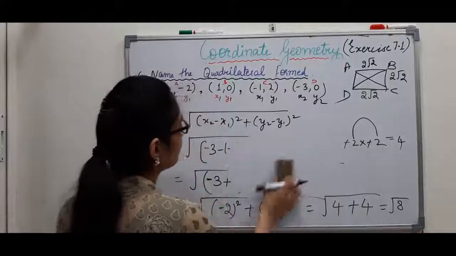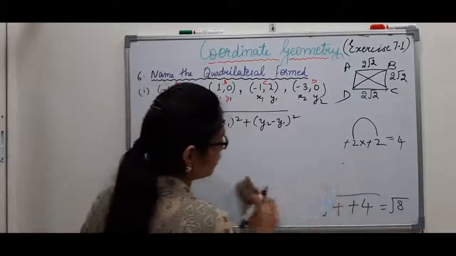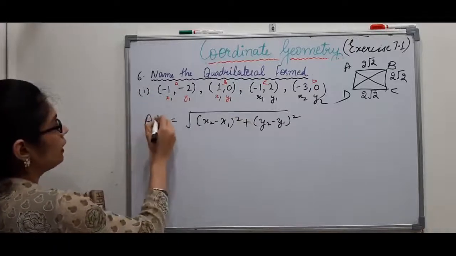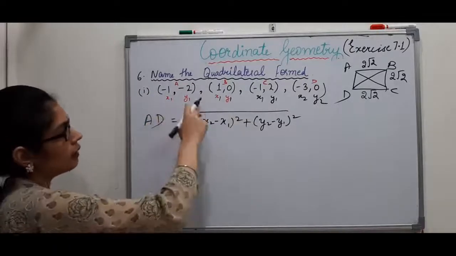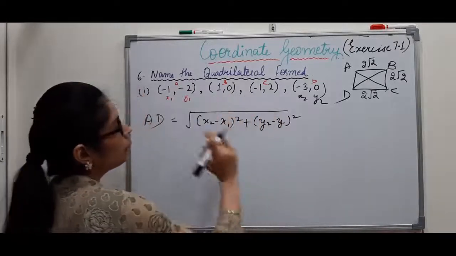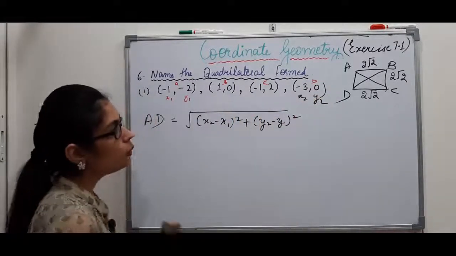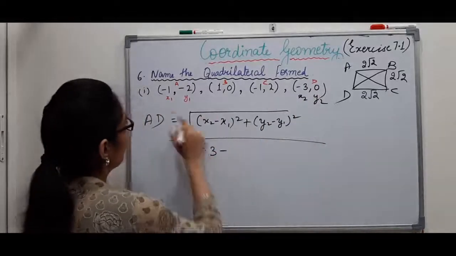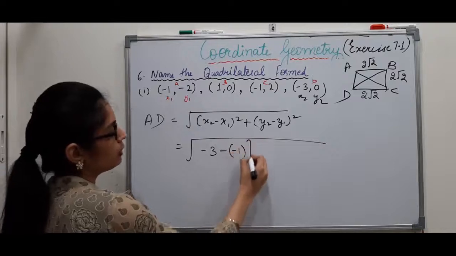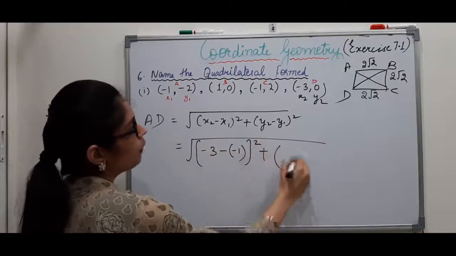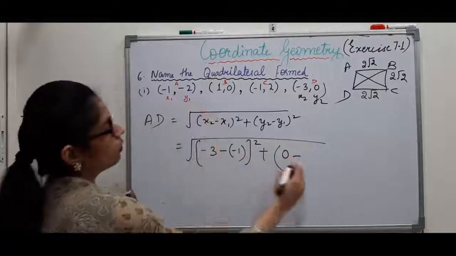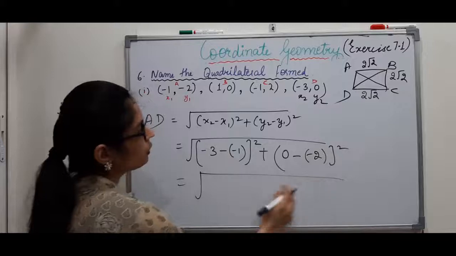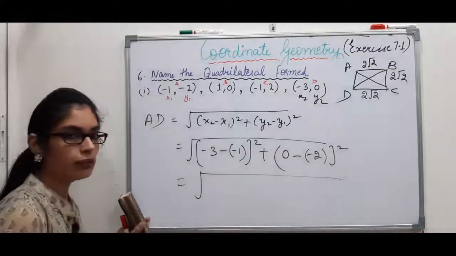Now let's find AD, the distance between A and D. So let's name point A as x1, y1 and D let's assume at x2, y2. So let's put the values. x2 is minus 3, x1 is minus 1. So minus of minus 1 we have to write, plus y2 is 0 minus of minus 2 whole square. I am just substituting the values of x1, x2 and y1, y2.